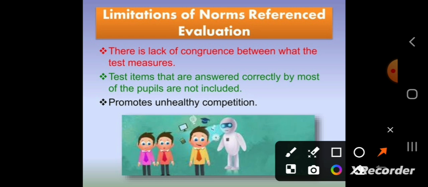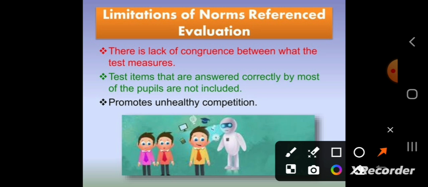Does not measure individual progress. Norm reference evaluation compares students to each other rather than measuring individual growth or progress over time, making it difficult to track a student's personal learning journey.